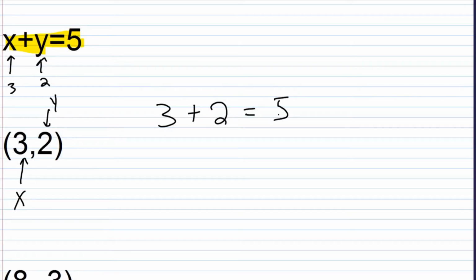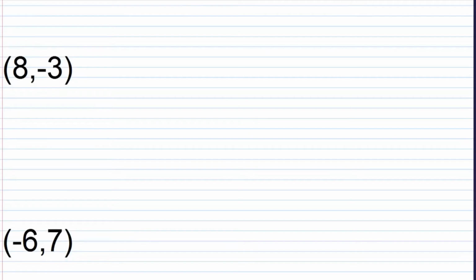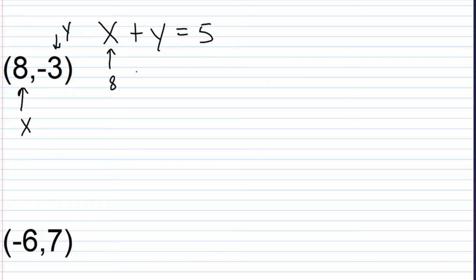And obviously 3 plus 2 is 5. So that's pretty simple. 5 equals 5. Yeah, this is a true statement. So we can say that this ordered pair 3, 2 is a solution to the equation x plus y equals 5. Okay, let's look at the next one. Again, the equation is x plus y equals 5. We have an ordered pair here, 8, negative 3. So again, 8 is the x value, negative 3 is the y value. So I'm plugging in an 8 for x and a negative 3 for y.